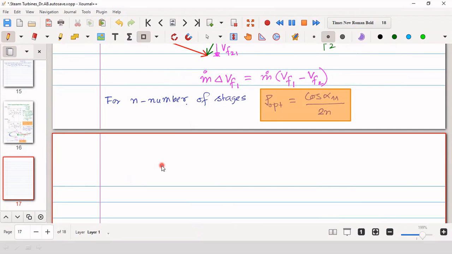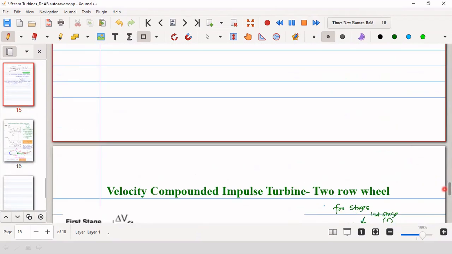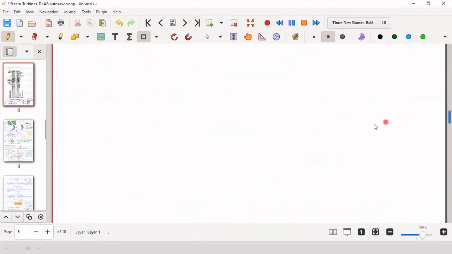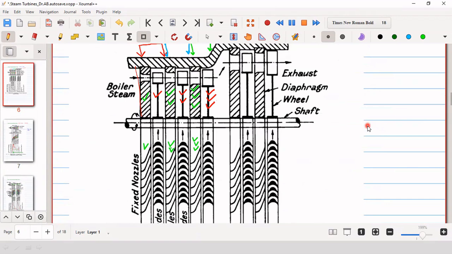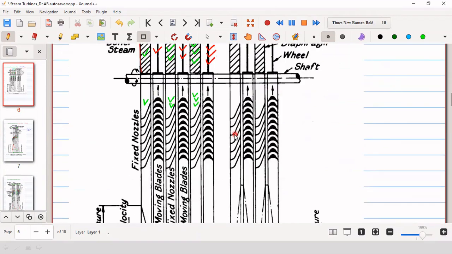Okay, and what happens in the pressure compounded impulse turbine? For these, basically, all these are nozzles instead of guide blades. So these are basically nozzles. So let us see that, as we have seen in the first class or second class. This is the pressure compounded impulse turbine. So you can see that these are nozzles instead of guide blades.